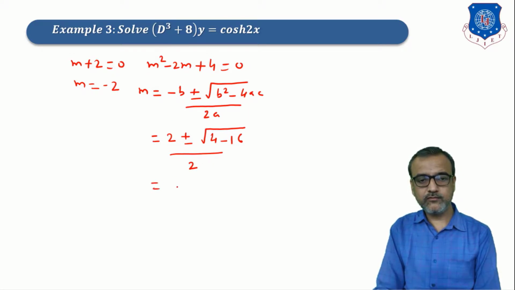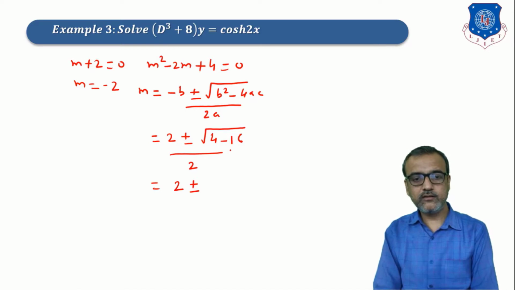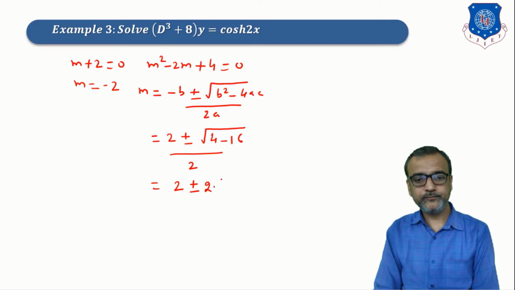So this is equals 2 plus minus square root of 4 minus 16, that is minus 12, and minus 12 is 12 into minus 1, and minus 1 is i square. So the square root of 12 i square is 2 root 3 i, divided by 2. Now dividing the numerator by 2, we have 1 plus minus root 3 i.